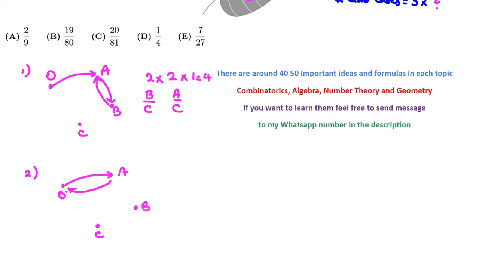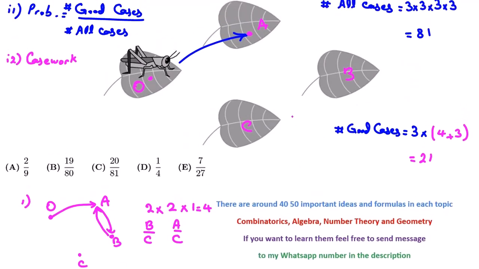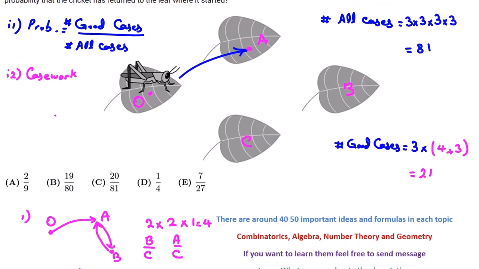Next step. We are in O. How many options are there? So from O to A, and after that A to O, and then 3 options to one of them, then one option to go to O. So it will be 3. So it will be 4 plus 3, 7. Let me write it here. So the question mark is 4 plus 3, times 3, which is 21. And now, if we divide the number of good cases over the number of all cases, it will be 21 over 81, and if we simplify by 3, it will be 7 over 27.